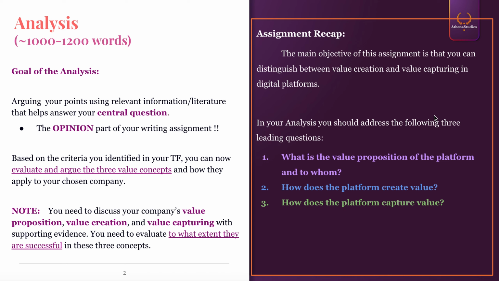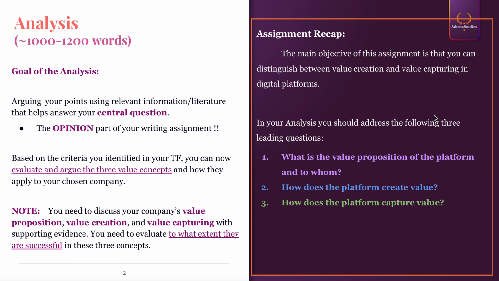This is where you actually present arguments supporting and refuting your central question's ideas. It's based on the criteria that you identified in your theoretical framework, and based on that criteria you already introduced, you can evaluate and argue these three value concepts and how they apply to your company. A quick note: you need to discuss your company's value proposition, value creation, and value capturing with supporting evidence.